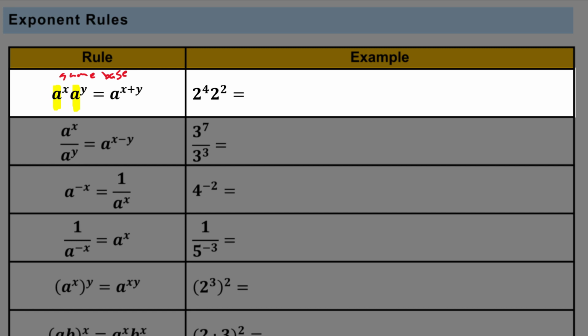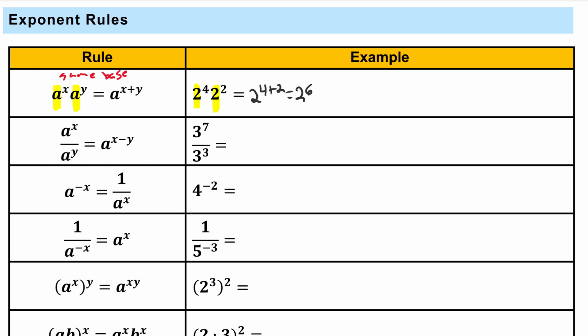So what does that mean practically? We have the same base here: 2 to the 4 times 2 to the 2. The same base is the key thing. So what do we do? We add the exponents, so it's 2 to the 4 plus 2, which is 2 to the 6. Before we get further, we could calculate this. It's really 2 times 2 times 2 times 2 times 2 times 2, 6 times, so that would be 64.